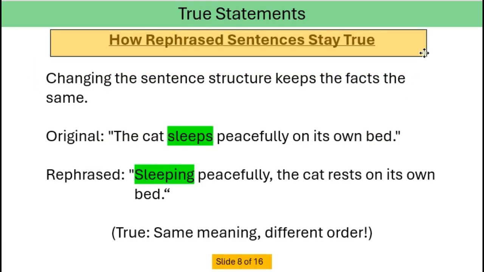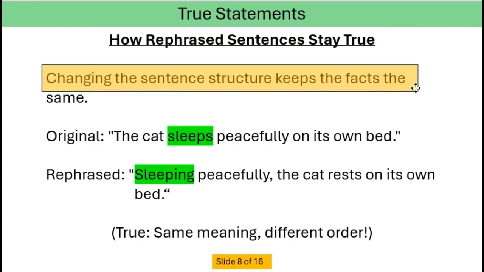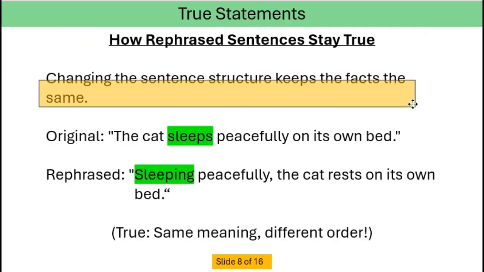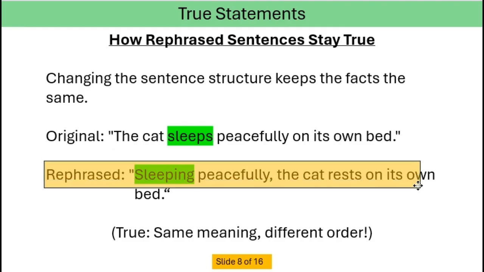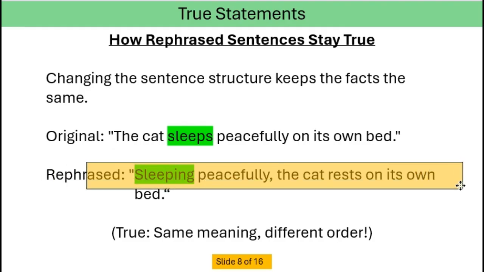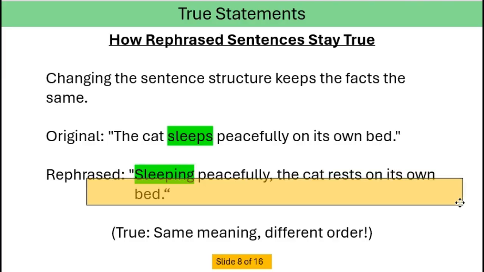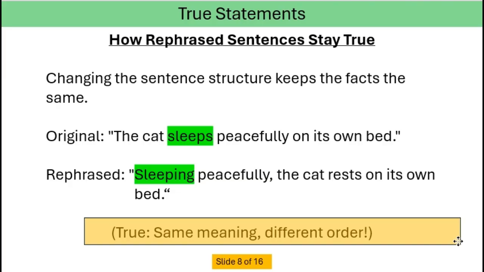How rephrased sentences stay true. Changing the sentence structure keeps the facts the same. For example, the original statement, "The cat sleeps peacefully on its own bed," is the same as the rephrased sentence, "Sleeping peacefully, the cat rests on its own bed." Both statements have the same meaning, but their words are in different order.